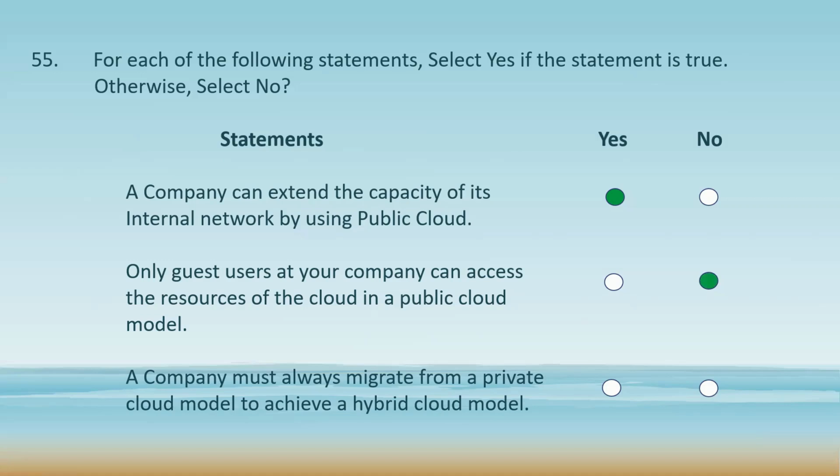A company must always migrate from a private cloud model to achieve a hybrid cloud model. No, the statement is incorrect. While hybrid cloud is a combination of public and private cloud, it is not necessary to start with private cloud. You can always start with public cloud and then later on bring things in-house in a private cloud model.